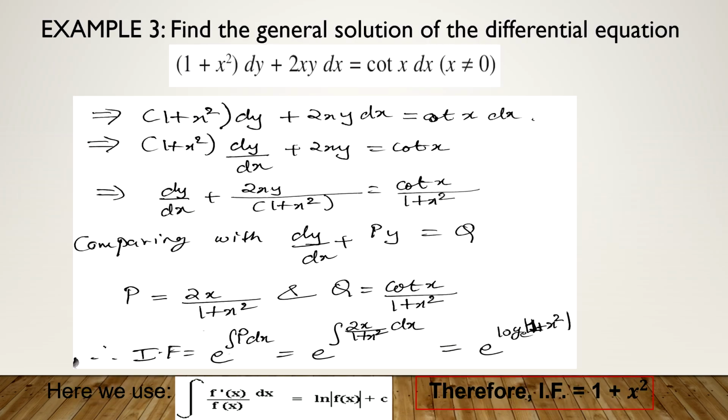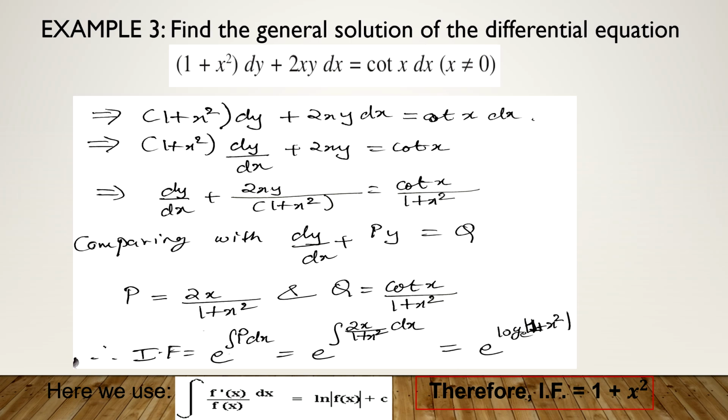Next example. See, we are doing different types of examples, but the three steps will remain the same. So now in this example, first of all, convert your equation into the form dy by dx plus py is equal to q. So obviously we need to divide by 1 plus x square. So now what you get is p is equal to 2x upon 1 plus x square, and q is cot x upon 1 plus x square. Again note that p and q are functions of x.